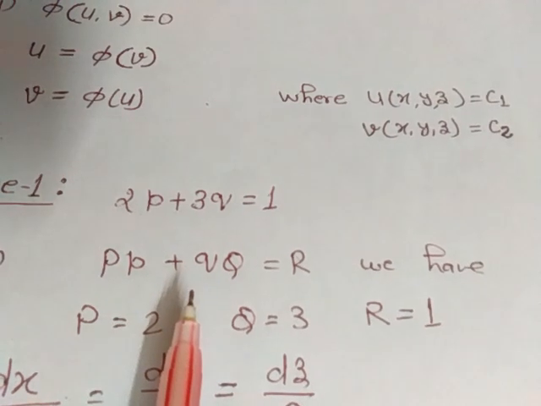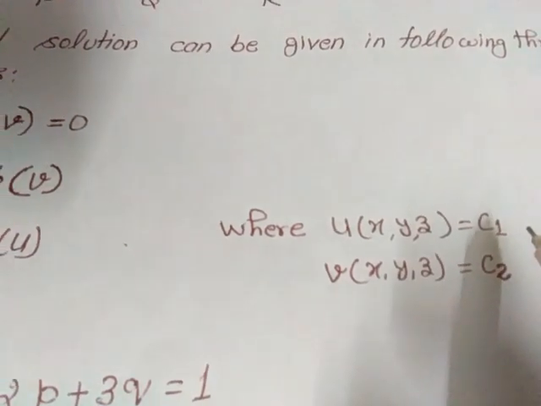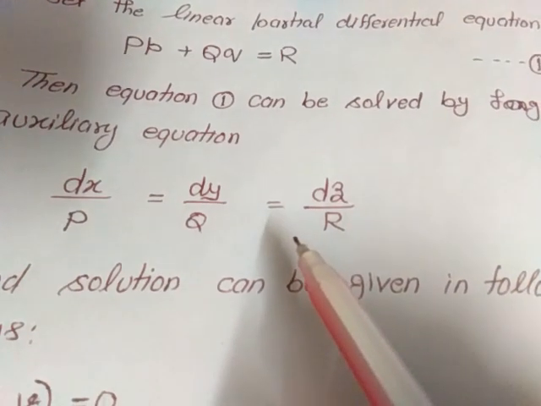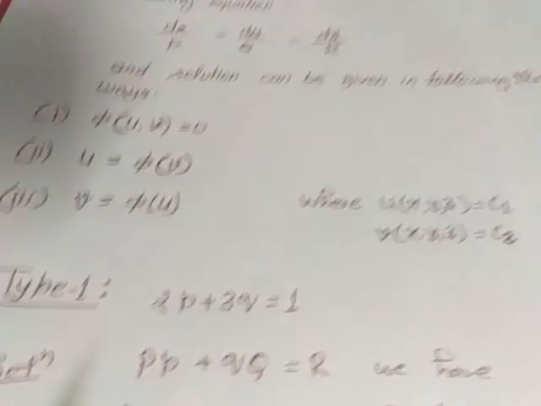These two constants are obtained on integrating the values obtained from the Lagrange's auxiliary equations. Now we see an example of type 1.